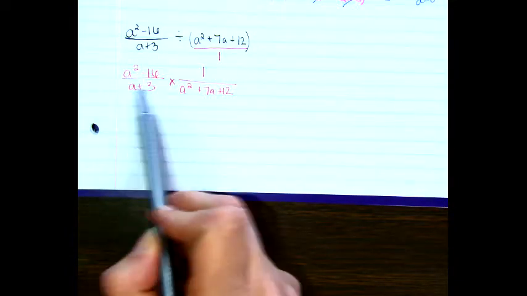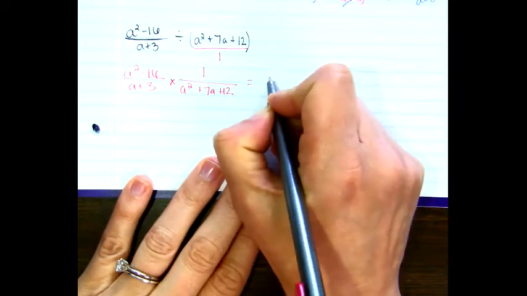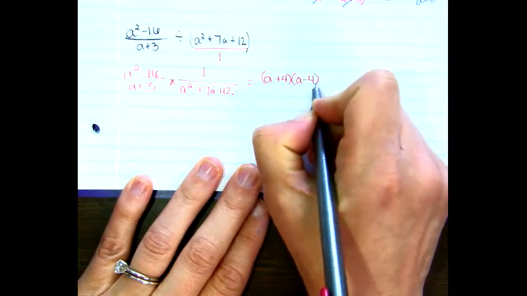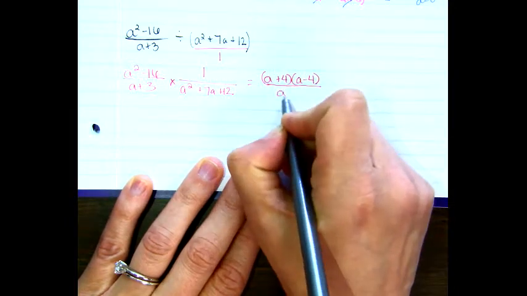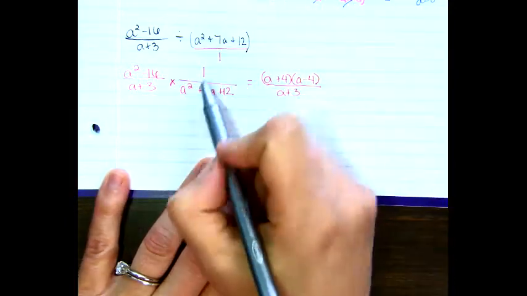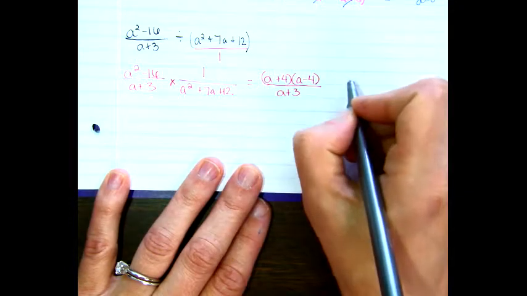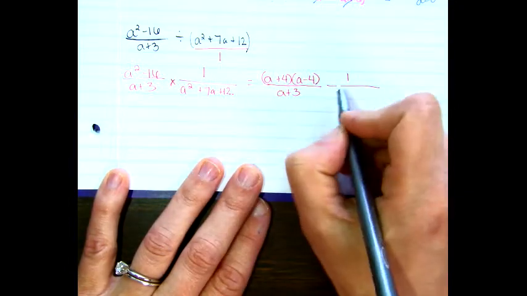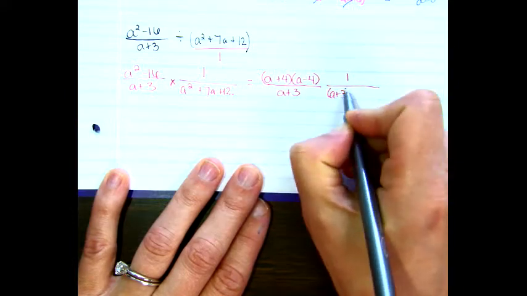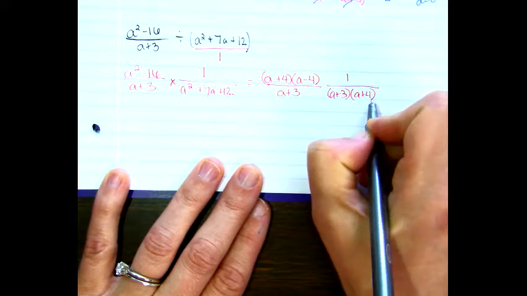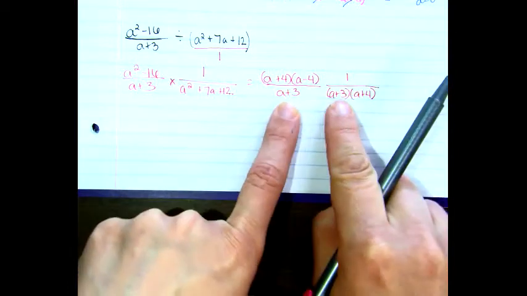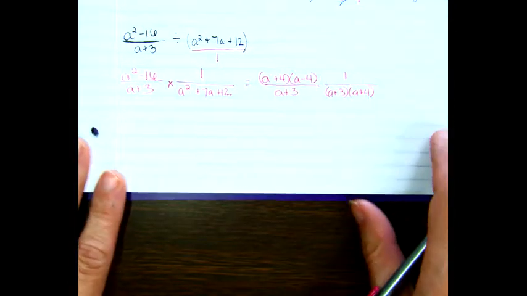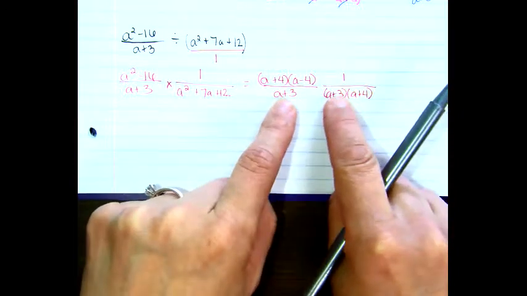Next I need to factor. This is the difference of squares. So that's a plus 4 times a minus 4 all over a plus 3. And then this right here will factor to, let's see, I need to multiply to give me 4 and add to give me 7, so that one's pretty easy. A plus 3 times a plus 4. Now if you see that a plus 3, you're like, oh, wait, they're on the same side. That's not helpful at all. So those actually cannot factor out.